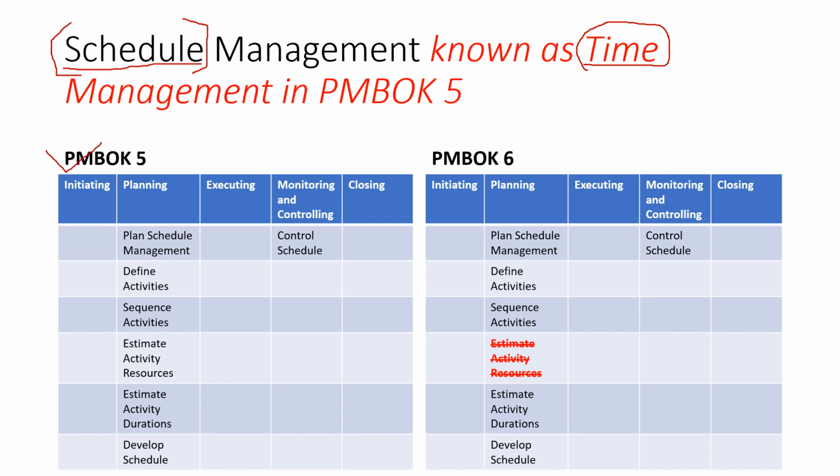As far as processes are concerned, as you can see, PMBOK 5 processes and PMBOK 6 processes, one process is actually removed from PMBOK 5 to PMBOK 6. So estimate activity resources, this process is no longer a part of schedule management knowledge area in PMBOK 6. Actually, this process has moved to another knowledge area, which we will cover later in this video. So that is the only change. All other processes, as you can see, remain as it is from PMBOK 5 to PMBOK 6 in the schedule management knowledge area. The name, of course, has changed from time management to schedule management.